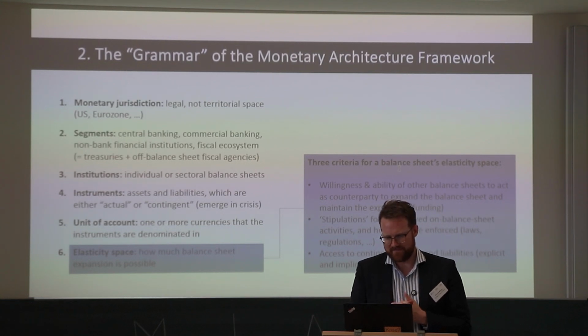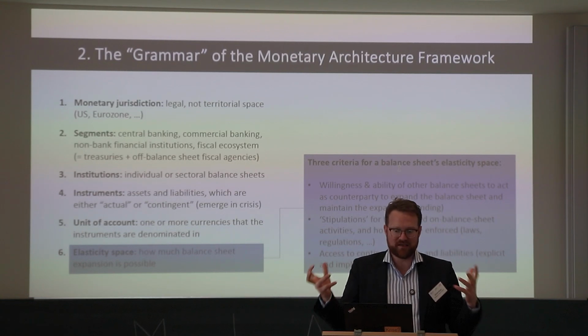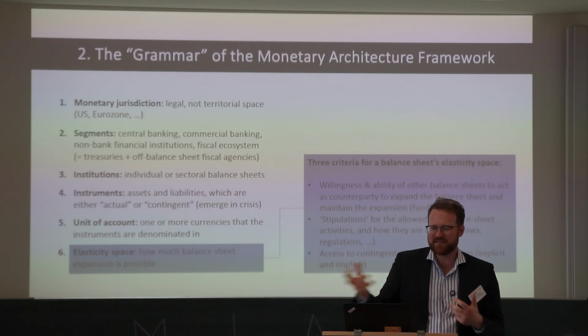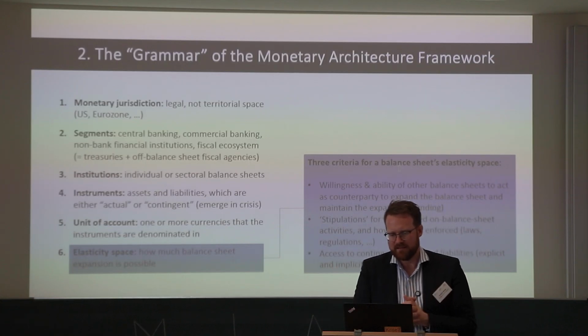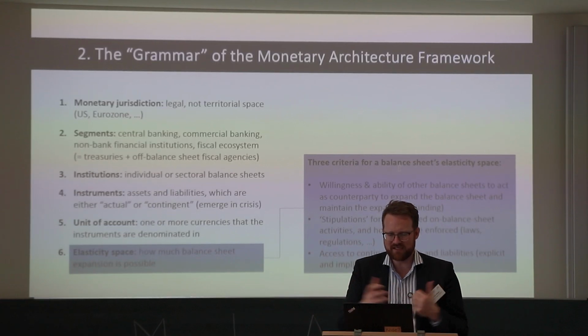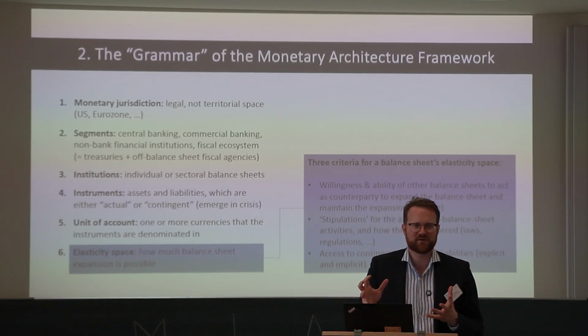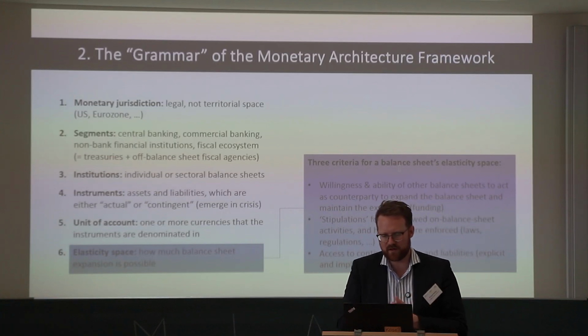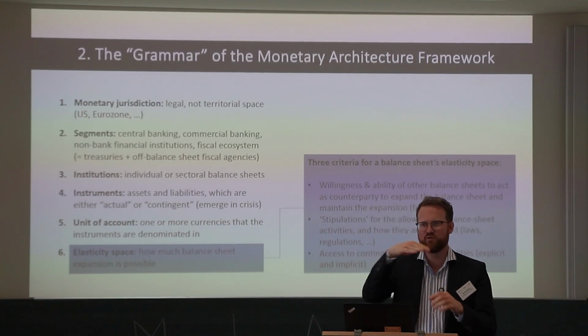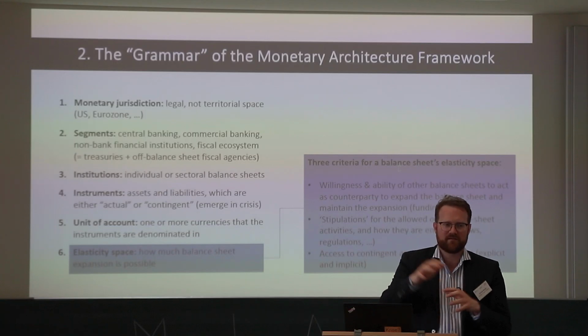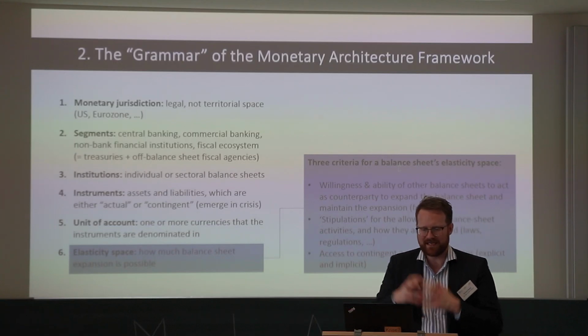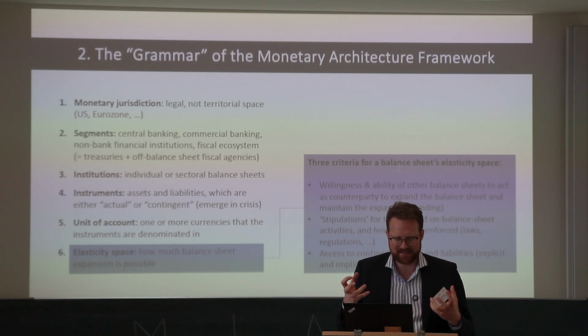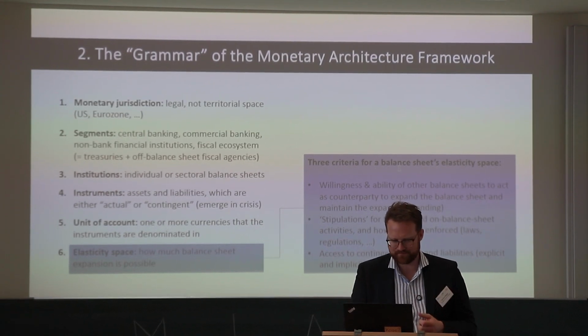The way I define it is to say it has broadly to do with the willingness and ability of other balance sheets to act as a counterparty, to expand. The second is all sorts of stipulations. So here the idea was to translate legal and political rulemaking into this balance sheet framework. And the third thing is the access to contingent assets and liabilities, both explicit and implicit. So this is where the structure of the T-accounts really helps to understand to which extent a balance sheet is constrained or not.